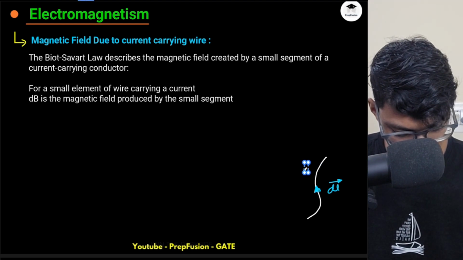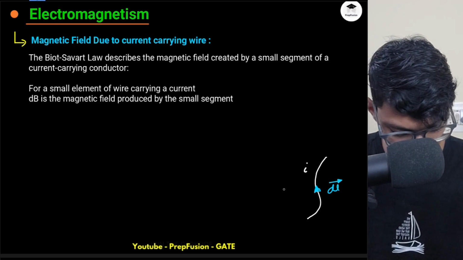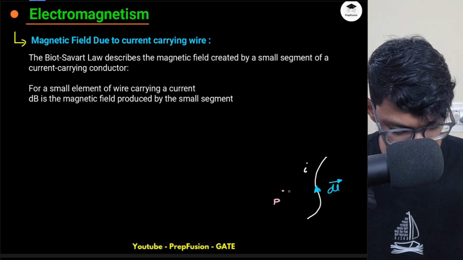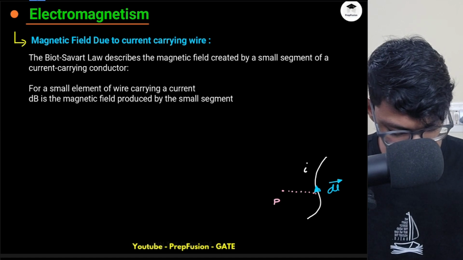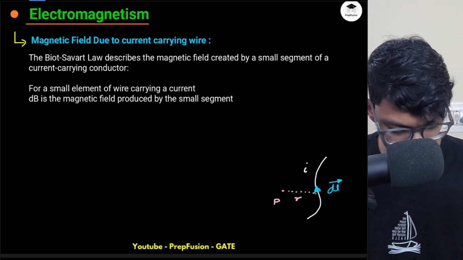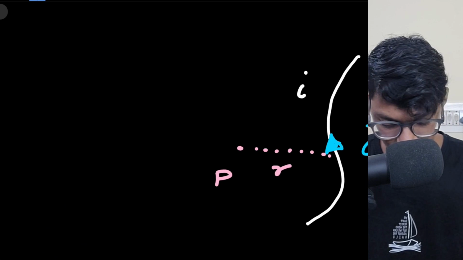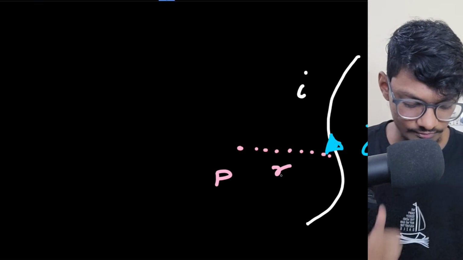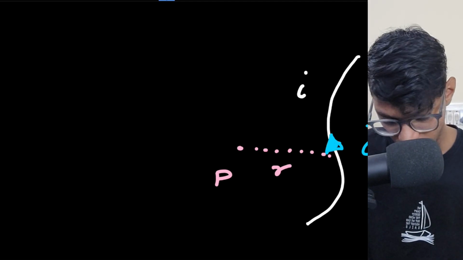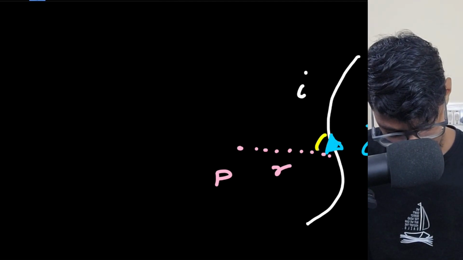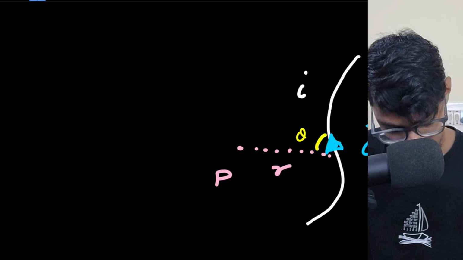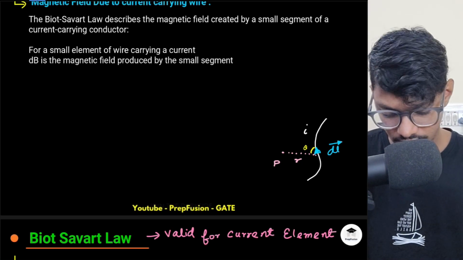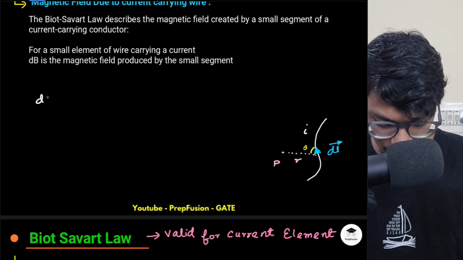So here, what is the angle? Let's say I'm trying to find the magnetic field at this point P due to this small dl. This distance is, let's say, r. There is some angle between the line coming outward from this wire to this point. What is the angle? That angle is theta.